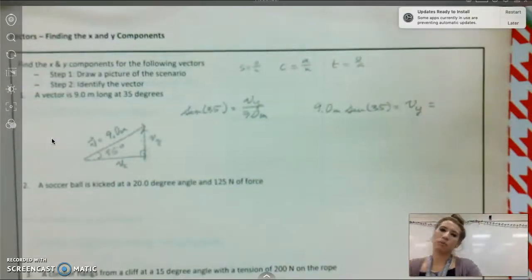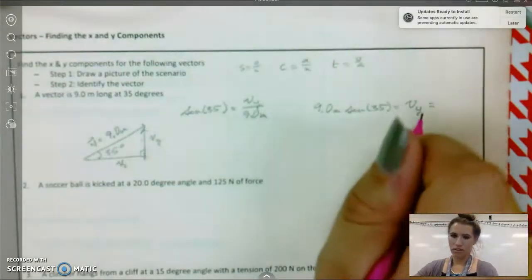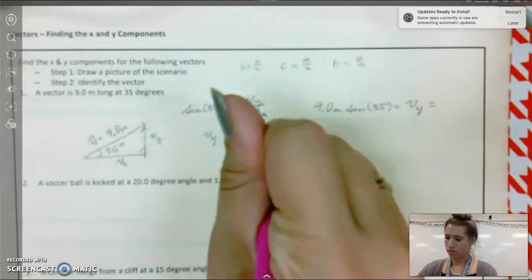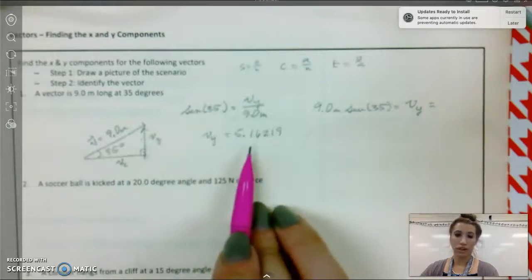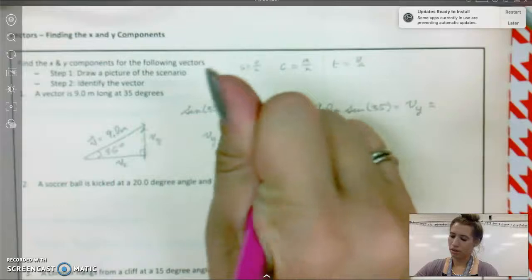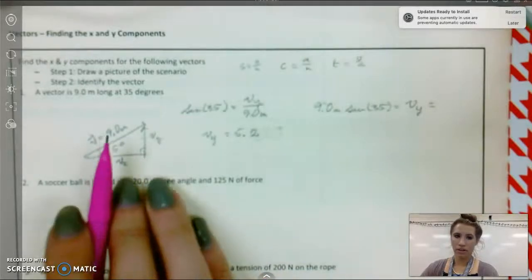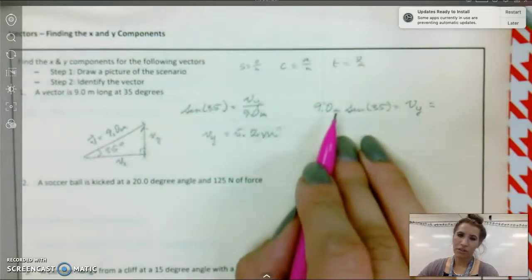I'm going to plug that in my calculator. When you plug it in your calculator, make sure that you are in degrees and not radians. So we're going to take 9 times the sine of 35, and I end with v sub y equals 5.16219. Now let's look at sig figs. We have two significant figures, so our final answer will be in 2 sig figs. We'll round that 1 up to a 2 because of the digit 6 after it. This is just a component, so our units are meters. Sine 35 doesn't have a unit attached to it, and the only unit we have is meters.